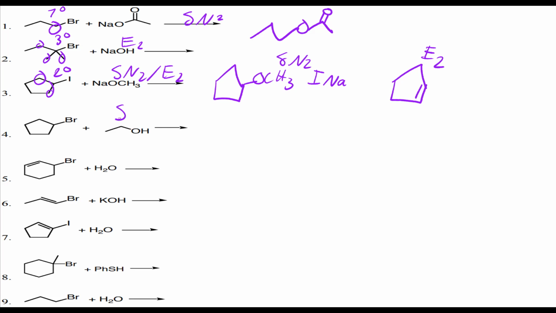So I'm not SN2 or E2. I'm actually SN1, or I could be E1, right? Right there, we have a secondary carbon. So that's also a secondary carbon. And you could be SN1 or E1.